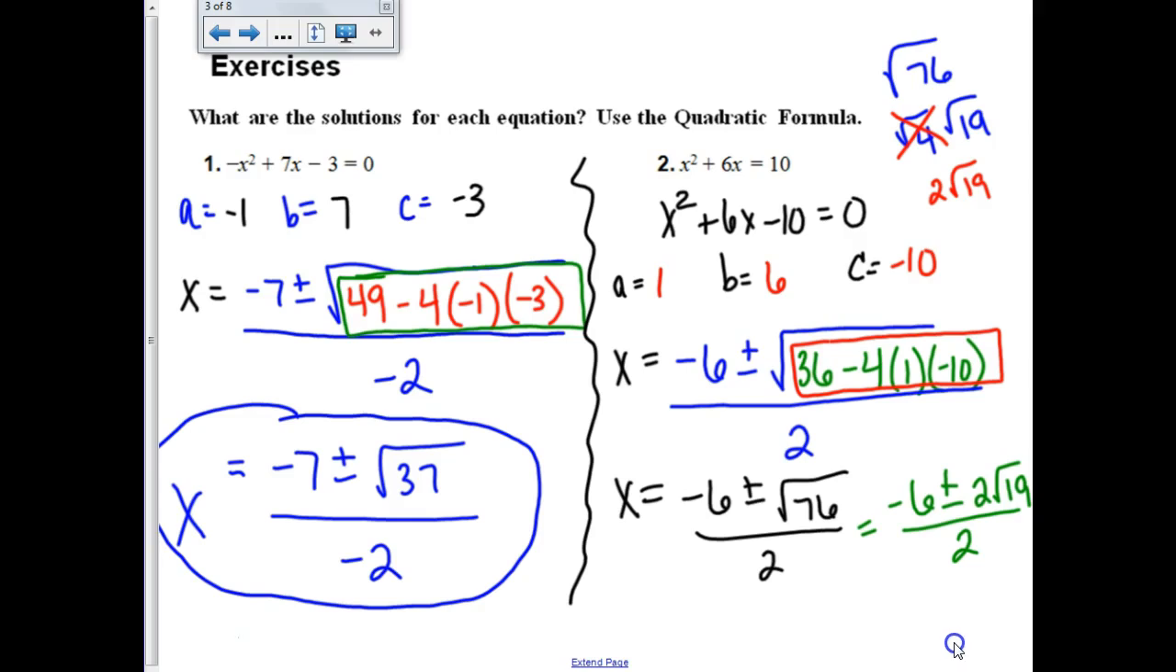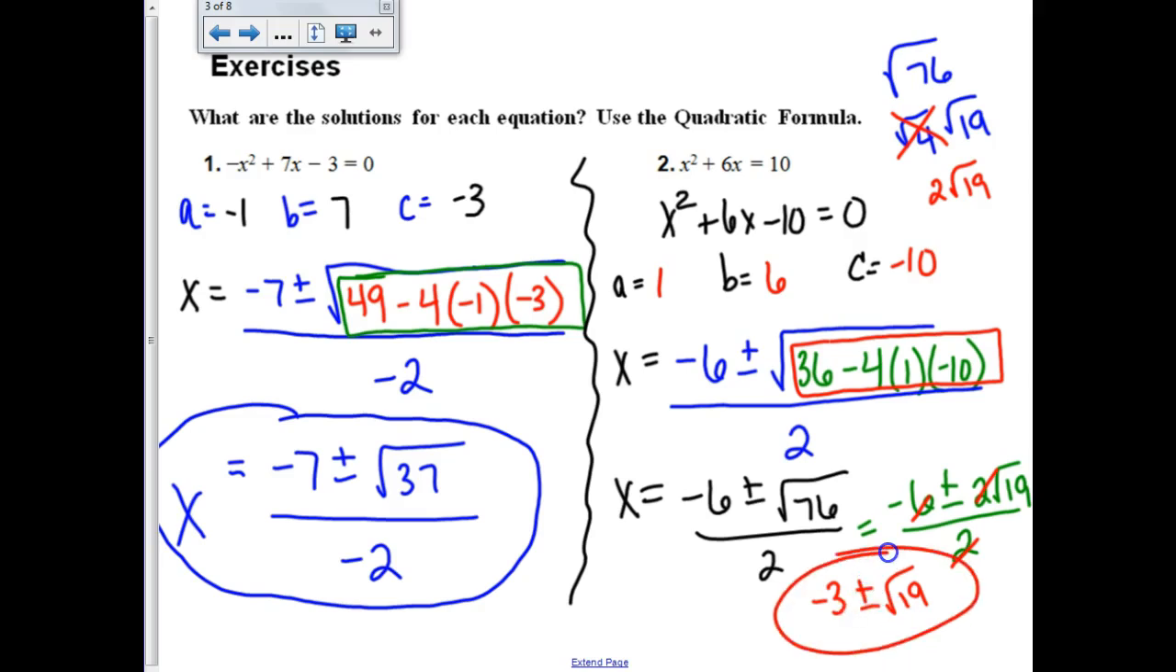We're not done. Because now that it's simplified like that, each one of my terms here, my coefficients, they're all divisible by the same common term. What can you divide by for a 6, a 2, and a 2? They're all divisible by 2. So what would happen if I divided each one of these numbers by a 2? I'd be left with negative 3 plus and minus. You could write a 1 here, or you could just write nothing. And then the square root of 19. And what happened to my denominator? It's a 1, so I don't have to write anything. There are your solutions, guys.